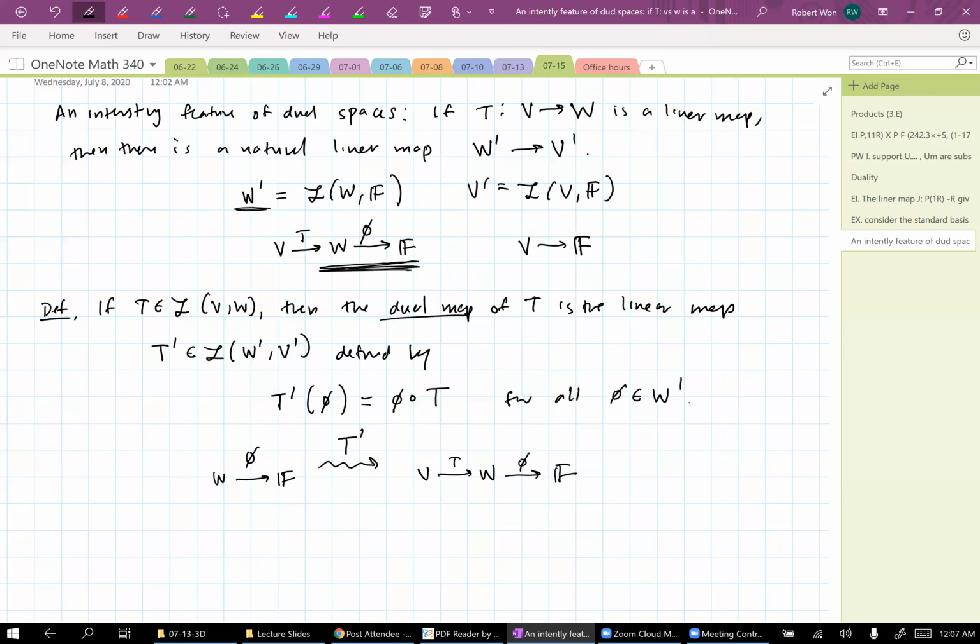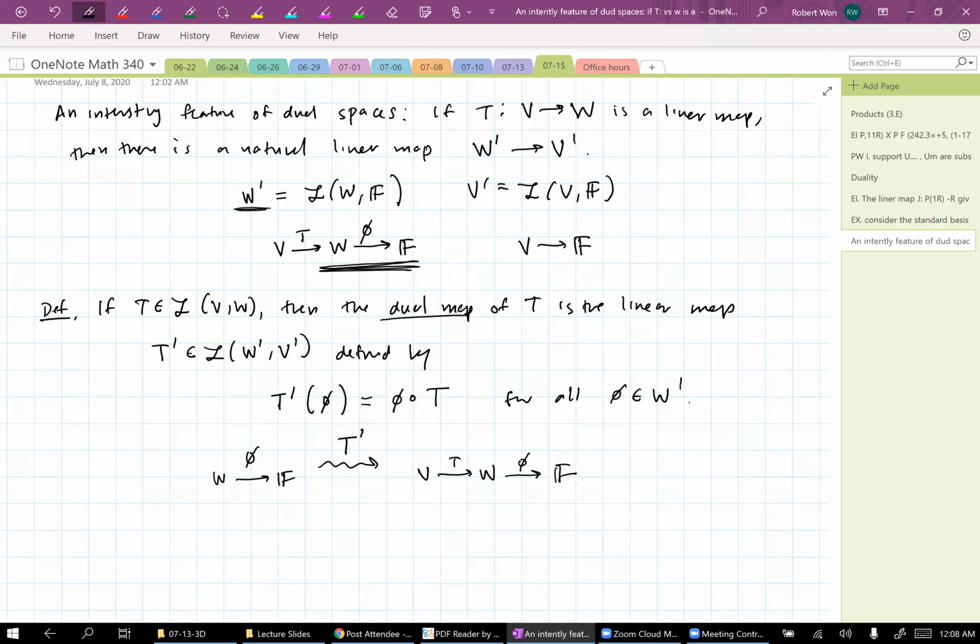Okay, but the thing to notice here is that when you take duals, for each vector space, you get a dual vector space. Now we're saying for each linear map, you get a dual linear map going the other way.